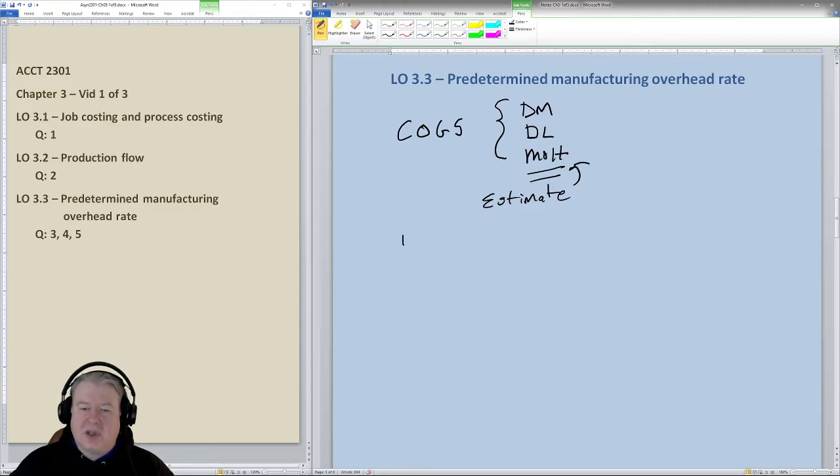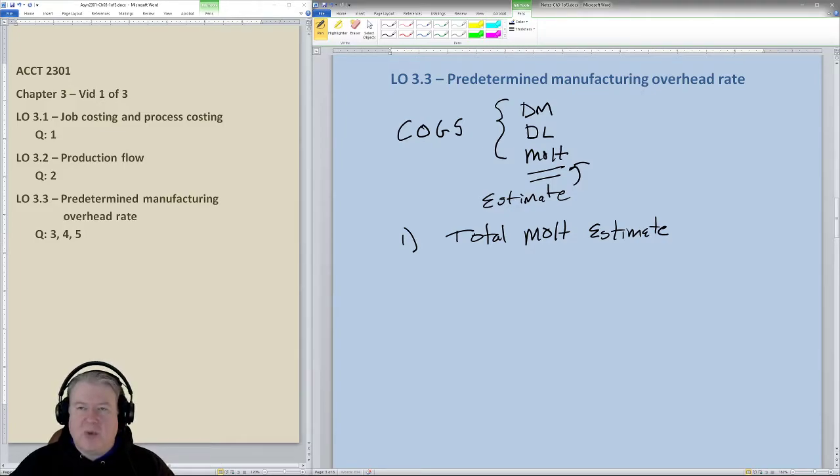So there are two steps here. The first one is to take some sort of our best guess, our best estimate of what we think the total MOH is going to be. And this will be an estimate. And then we're going to say, okay, well, what's the best way to split up that manufacturing overhead?